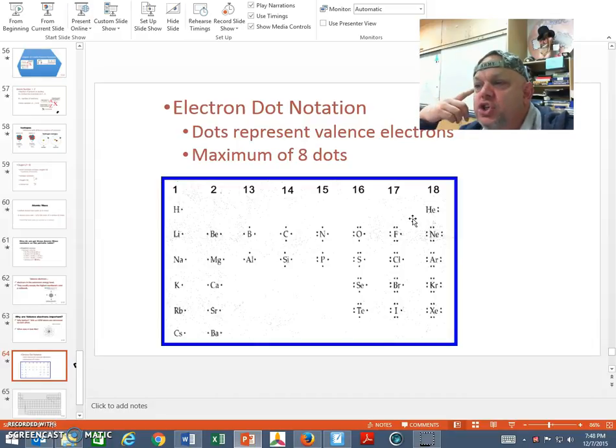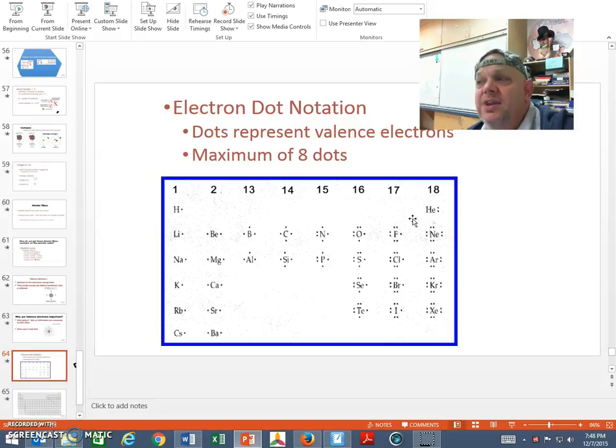Electron dot notation. I may or may not give you this; I am not going to worry too much about it. There are a couple of things you need to know about the dots. One, the dots represent valence electrons, because all the electrons underneath, let's look at carbon here, number 14 for carbon.